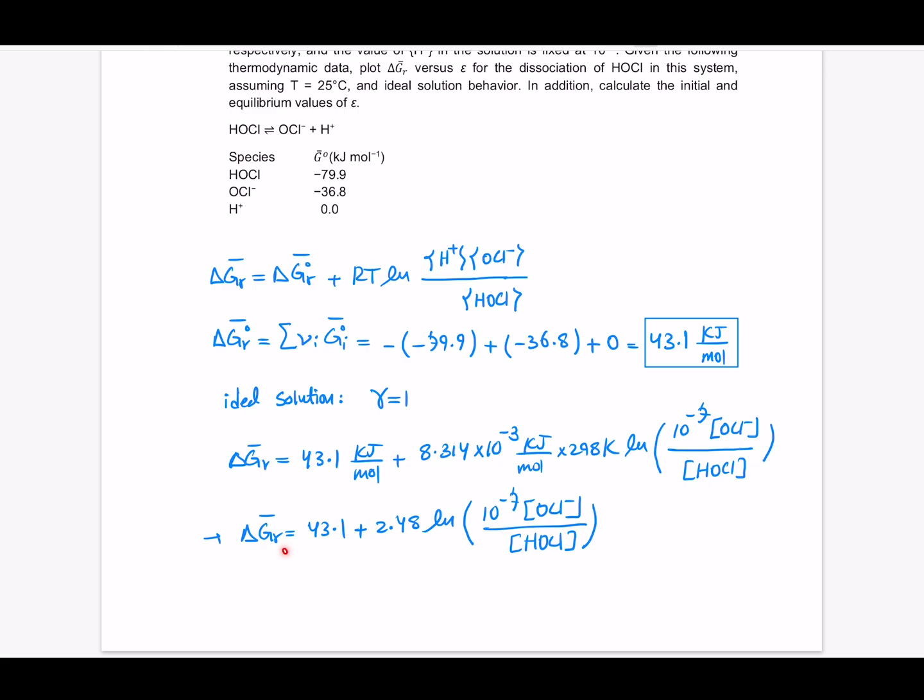So far, again, we have that delta G of interest, but here we don't have epsilon. So if we can convert the ratio of OCl minus to HOCl to epsilon, then we can basically talk about the relationship that we're looking for. And obviously there is a relationship between OCl minus and HOCl with epsilon, because epsilon is the extent of reaction. The extent of reaction dictates the individual species and also the ratio of the individual species.